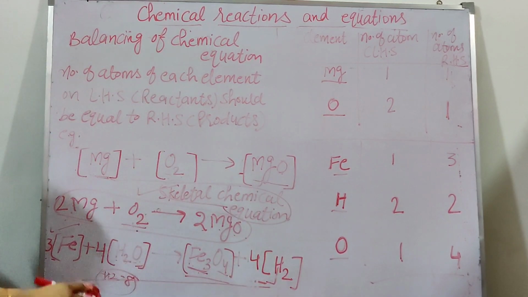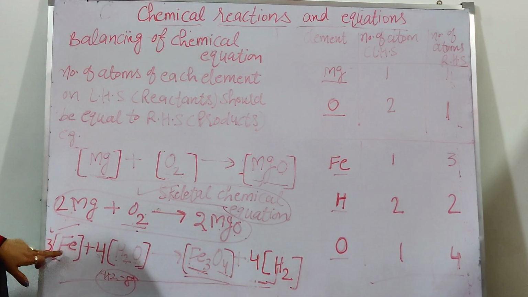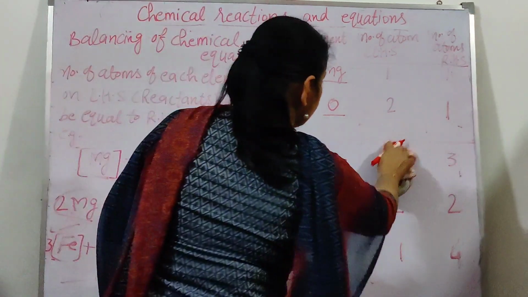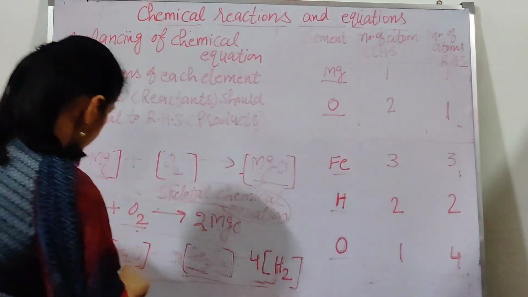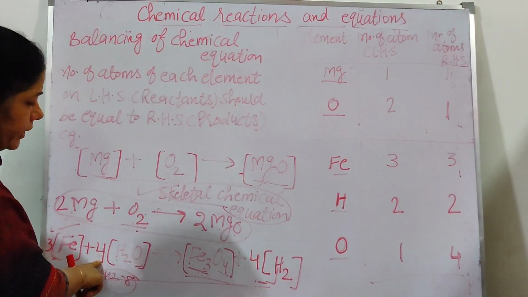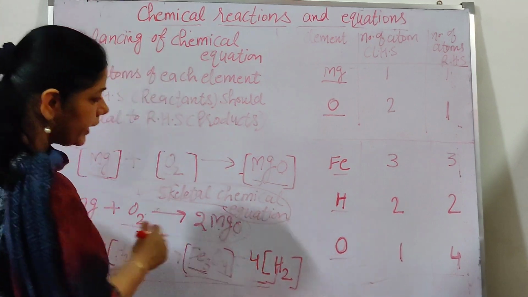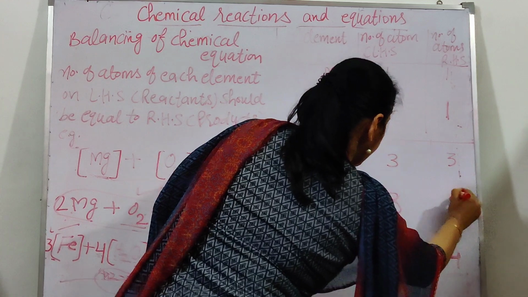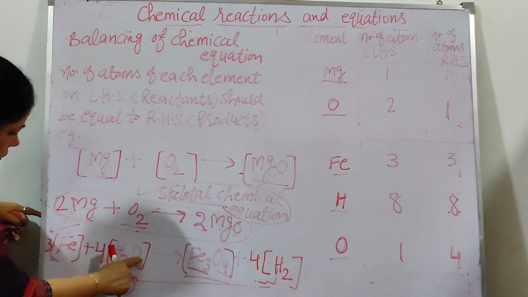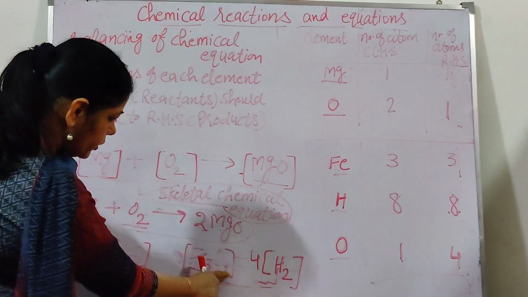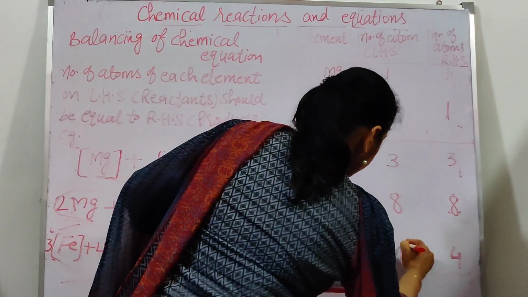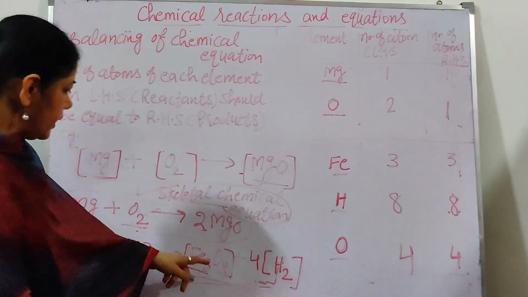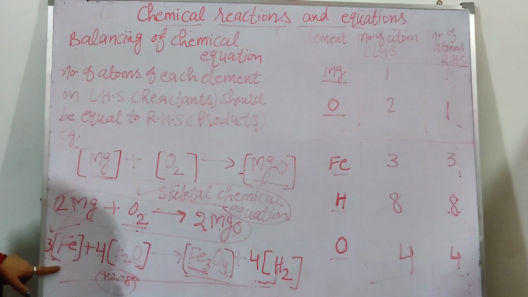Now let us check it again. Fe here 3, here again 3. Hydrogen 8, here hydrogen 8 on both sides. Now here oxygen 4 and oxygen 4. Now you can see this is a balanced chemical equation.